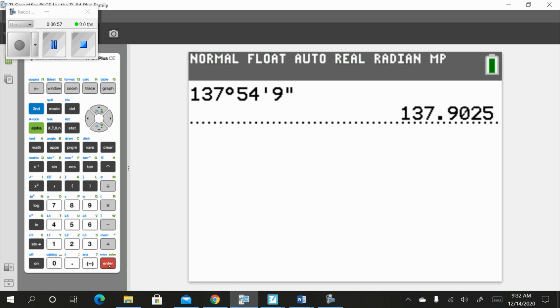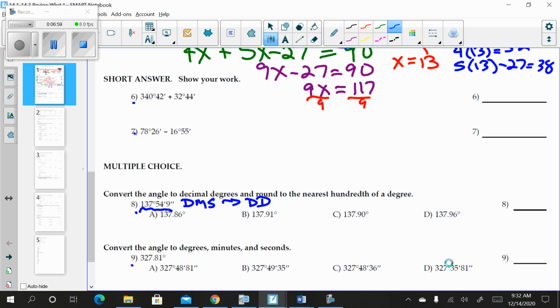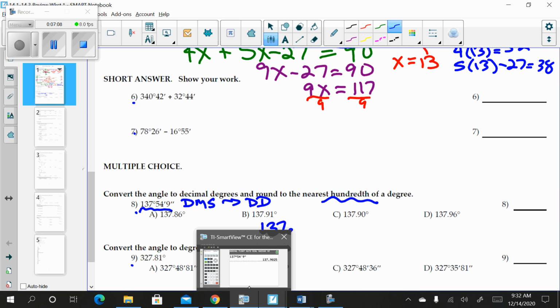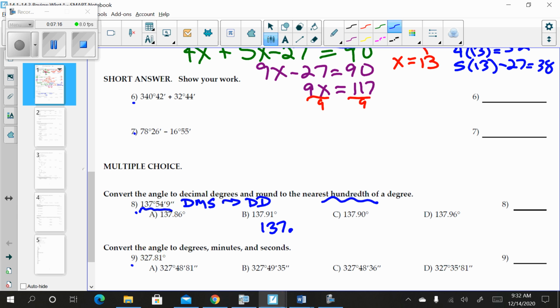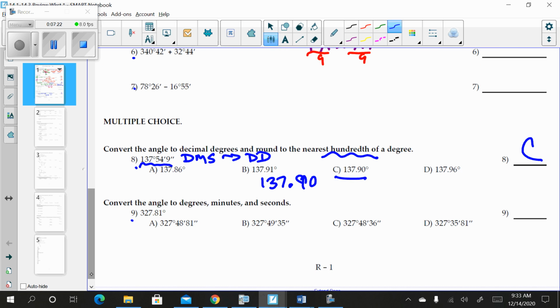And just follow the rounding rules for this one, right? So it says they want you to round to the nearest hundredth of a degree. That's 2 places after. So 137 point, and if we look at our graphing calculator, it was 0.902. The 2 isn't big enough to round that 0 up to a 1, so it's just 0.90, which looks like letter C here, huh? So when we're going that direction, it's just a matter of being careful when you round.